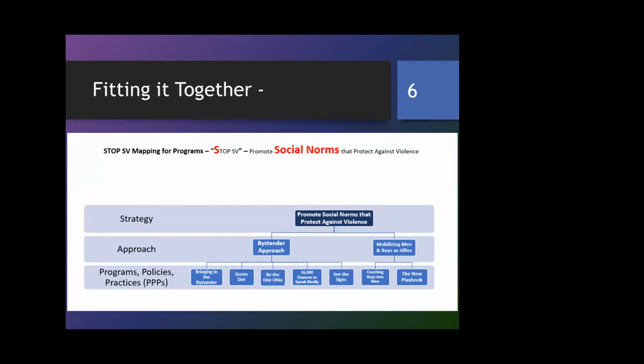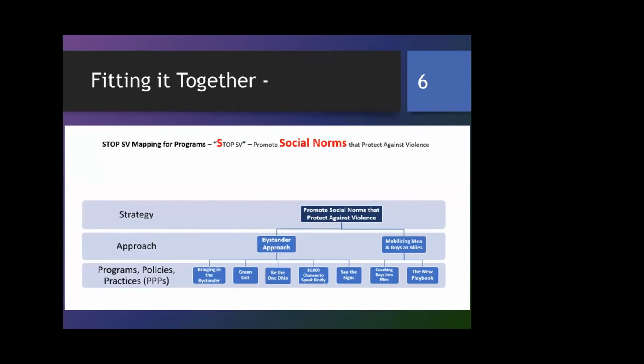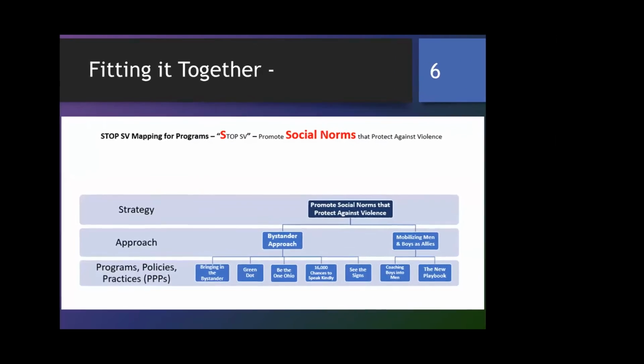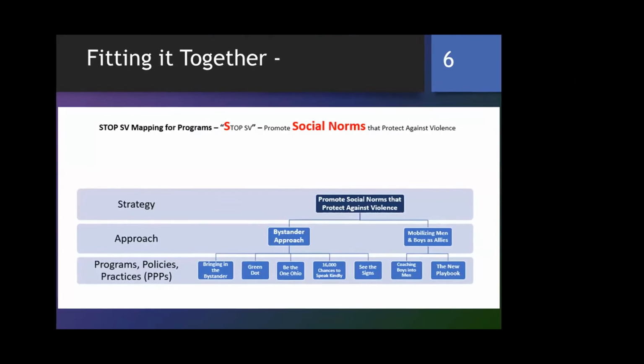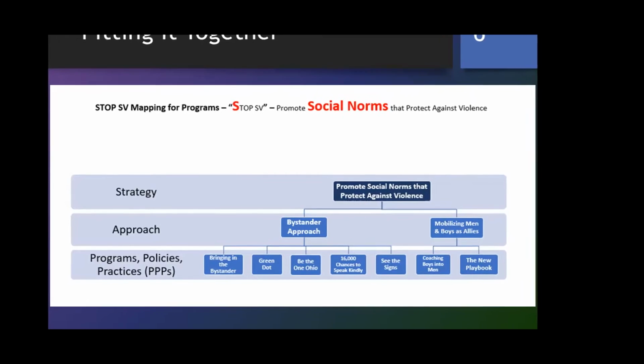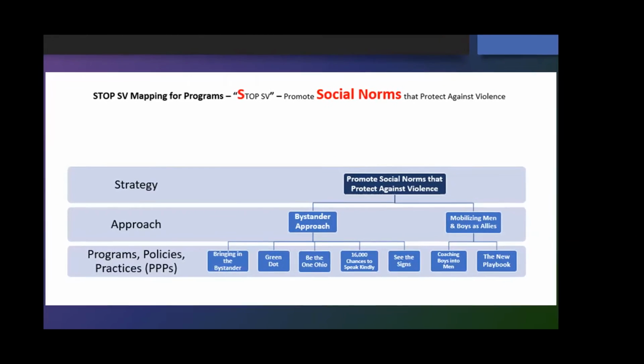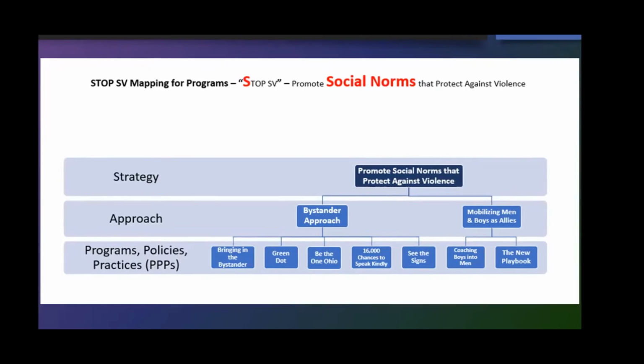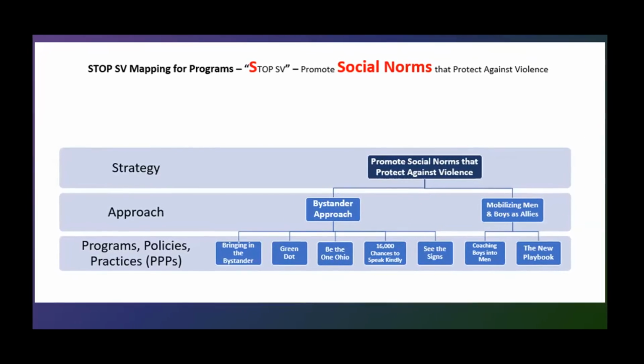Now we're going to talk about fitting it all together. This is an example from the first of the 5 strategies in Stop SV, Promote Social Norms that Protect Against Violence. This graphic is from the handout Flowcharts for Stop SV that has been provided to you. The strategy is at the top in this example, promoting social norms that protect against violence. The approaches are in the middle row. In this example, there are 2 approaches, bystander approach and mobilizing men and boys as allies. Programs, policies, and practices are on the bottom row.